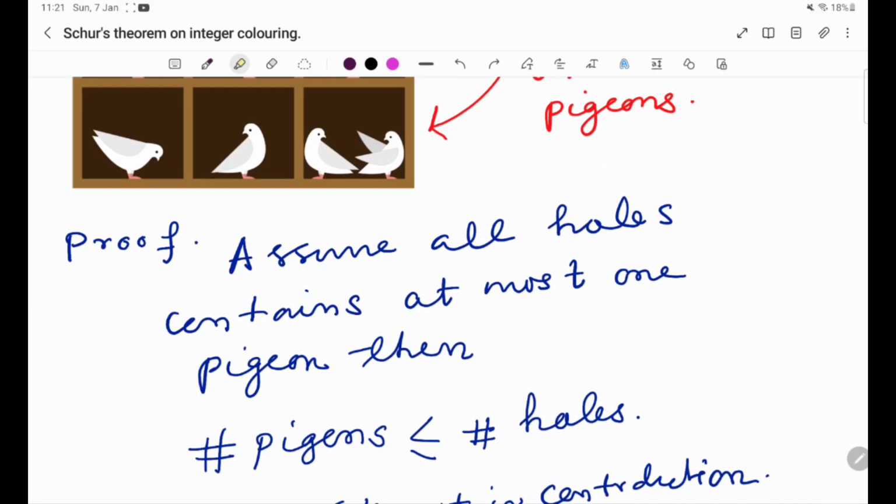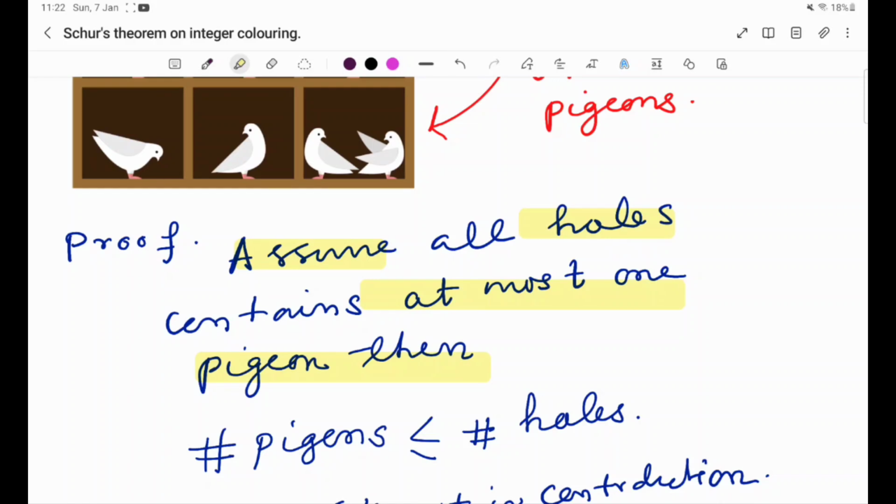So what we are going to assume is that all holes contain at most one pigeon. So n ≥ k holes are there. Suppose all the holes contain at most one pigeon. Then at most one means a hole can be empty also. In the maximal case, suppose every hole contains exactly one pigeon, then the number of pigeons is exactly equal to the number of holes.